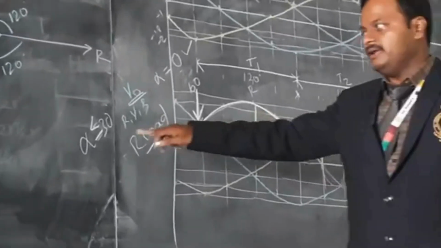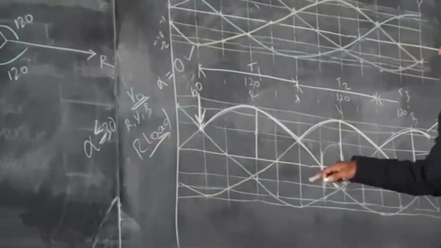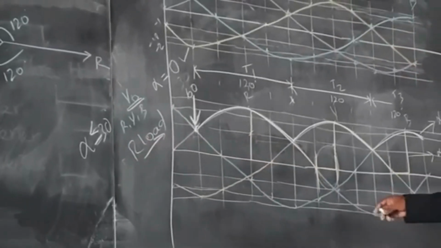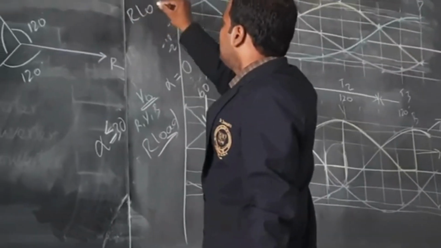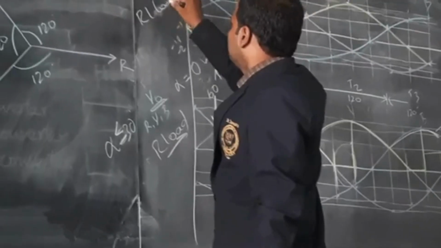For alpha greater than 30 degree, we are going to get the output voltage. We are going to draw the same output voltage here. That is, consider the RL load.